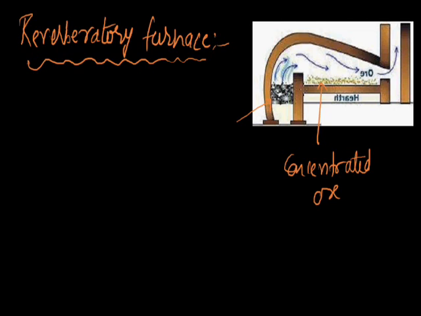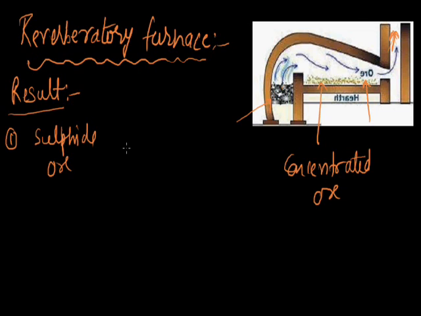After combustion it produces heat, and we also introduce air in this furnace and heat this whole ore, and the unwanted impurities or unwanted gases which are formed will be expelled from there. This is a chimney, so gases which are formed will be expelled from this part, and in this process we get the following results. First, sulfide ore is converted into oxide ore.